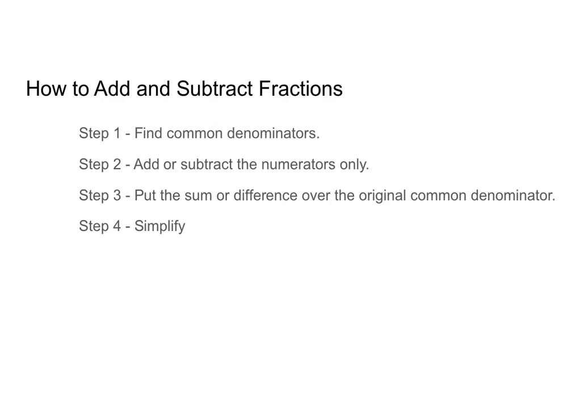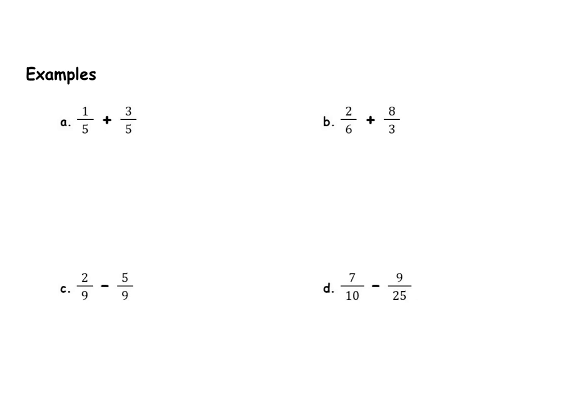Step one, we're going to find common denominators. Step two, we're only going to add or subtract the numerators, right? We're going to keep the denominators the same. We're going to put the sum or the difference over the original common denominator, and if we need to at the end, we'll simplify. Here's some examples for us to look at.